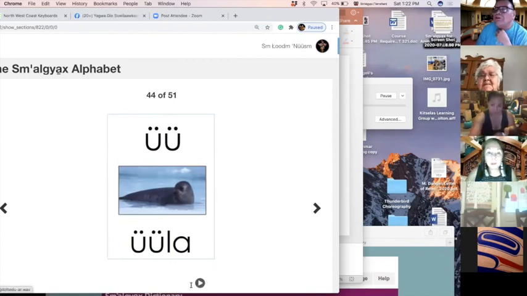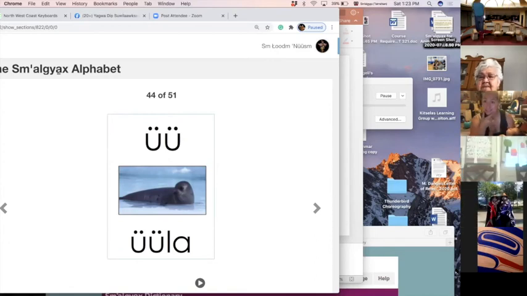Oola. That's a good one. Yeah, it's not rounded like the regular U. You kind of make a face.